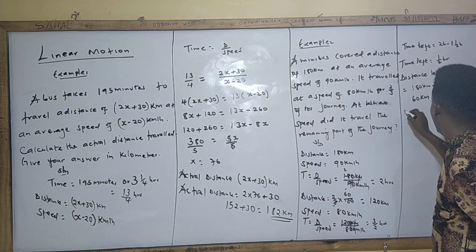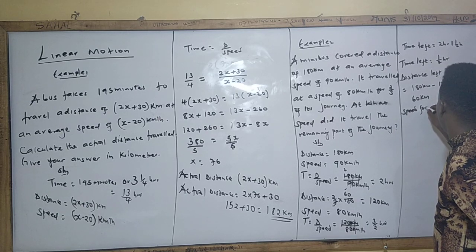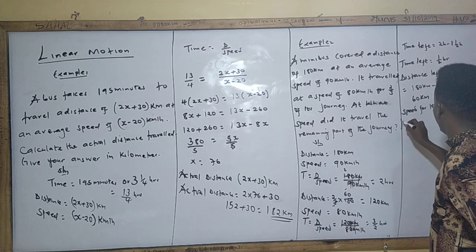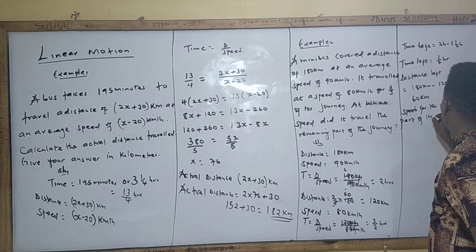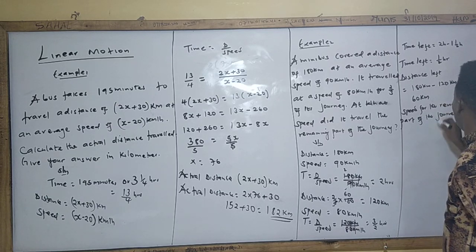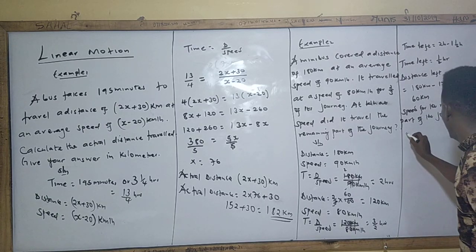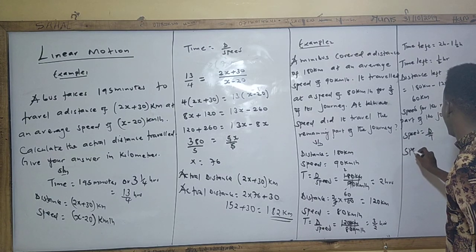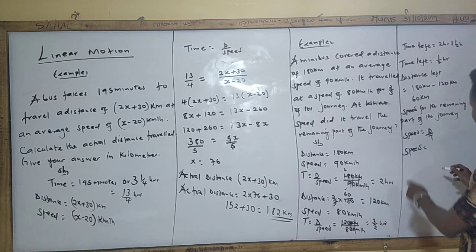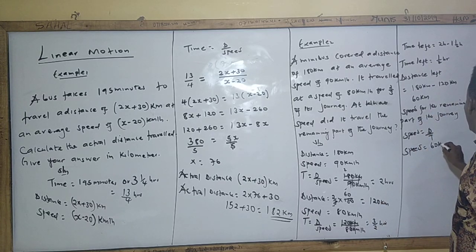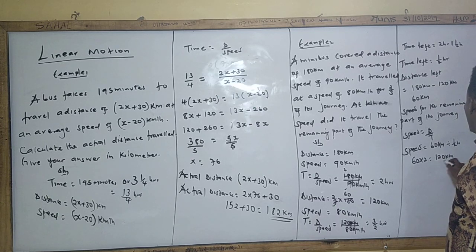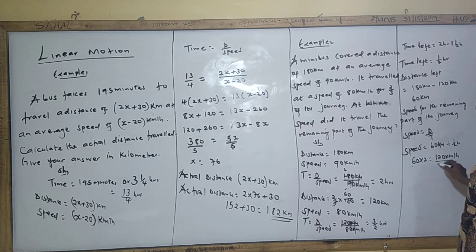Then speed for the remaining part of the journey. We know that speed is equal to distance over time. So speed is equal to distance left, 60 kilometers, divided by time left, which is a half hour. That will give us 60 times 2, which is 120 kilometers per hour. So that will be the speed.